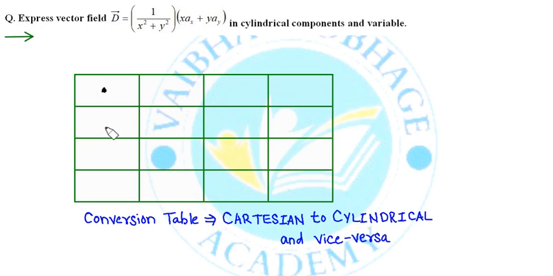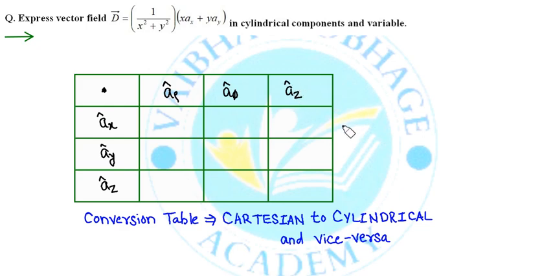By using this table, you can convert the Cartesian system into cylindrical and vice versa. If you are given the cylindrical one, you can convert it back into the Cartesian system. Very firstly, for the Cartesian system we have the variables x, y and z, so we have the components along ax, ay and az. And for the cylindrical system, we have rho, phi and z, so the components will be along a rho, a phi and a z.